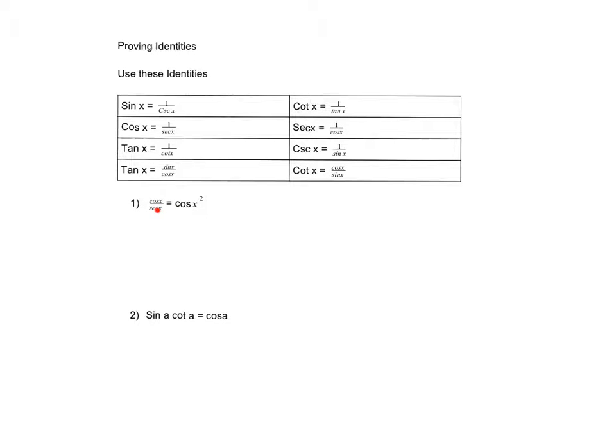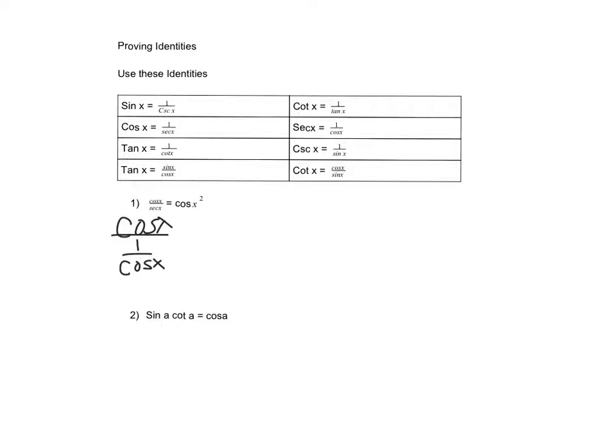So in the first problem here, I see the secant is the only one that's not sine or cosine. So I'm going to change secant, and I'm going to use this one. Secant is 1 over cosine, because that's turning it into a sine or cosine function. So I have cos x, and then it's going to be over secant, which is 1 over cos x.